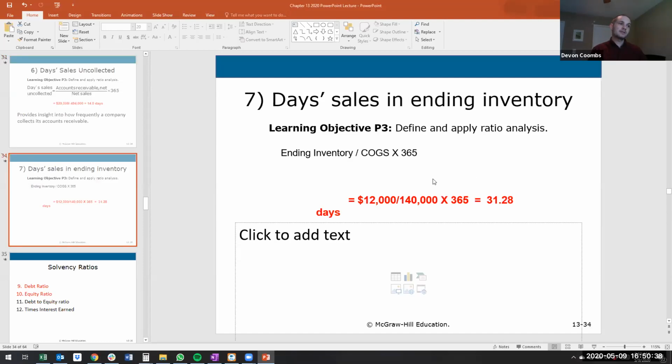We can do the same thing with days sales and ending inventory as well. Just take your ending inventory divided by cost of goods sold, multiply by 365, and that tells us how long our inventory is sitting on the shelves. Remember, it's expensive to keep inventory on the shelves. We have to pay for the warehousing costs, we have to pay for the storefront costs, and so we want to shrink this as much as we can.